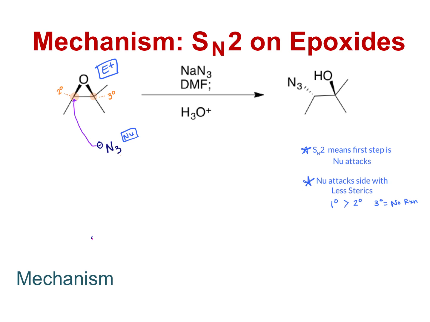Then I have to have my leaving group leave. So in this case, my leaving group is just that one bond of the epoxide, not both of them, just one. So it's going to go from the bond to the oxygen to make a minus charge. And then that's the first step. That's all you have to do.